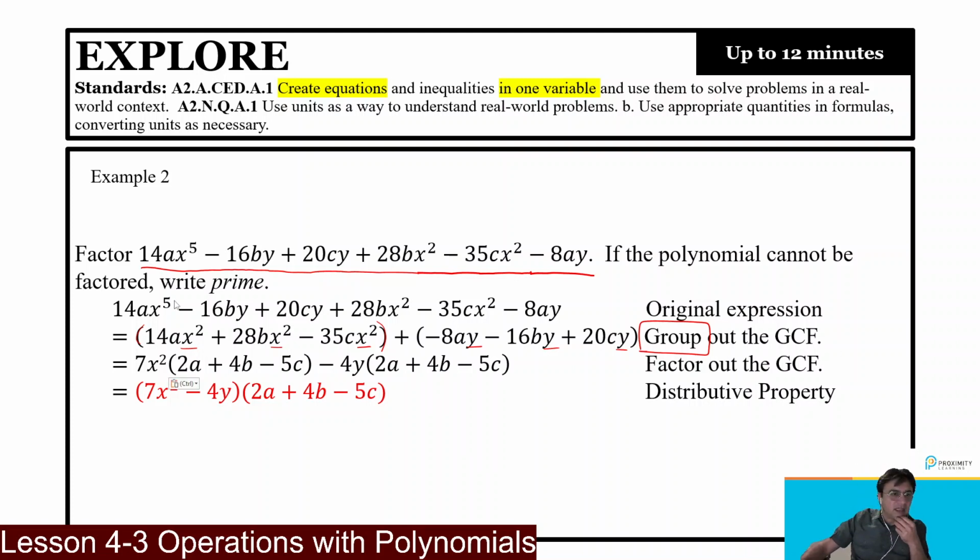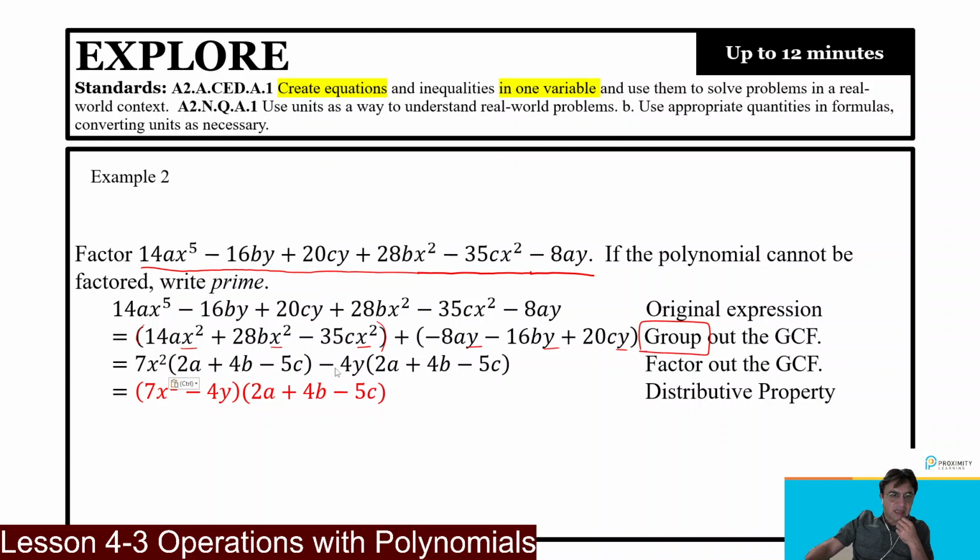Alright, so we have 7x squared times 2a gives us 14ax squared. Here we have 7 times 4, which is 28. That gives us 28bx squared. And then 7 times minus 5 is minus 35. x squared times c gives us cx squared.